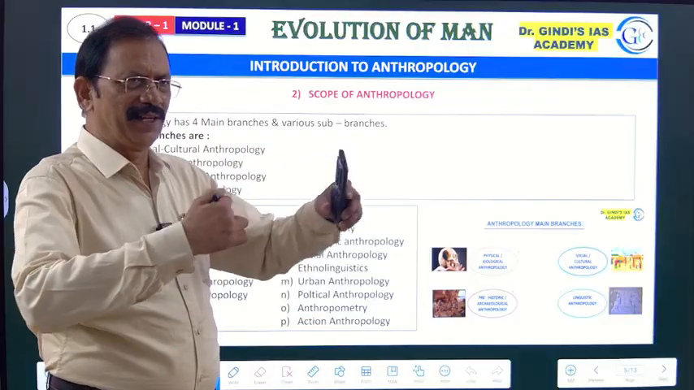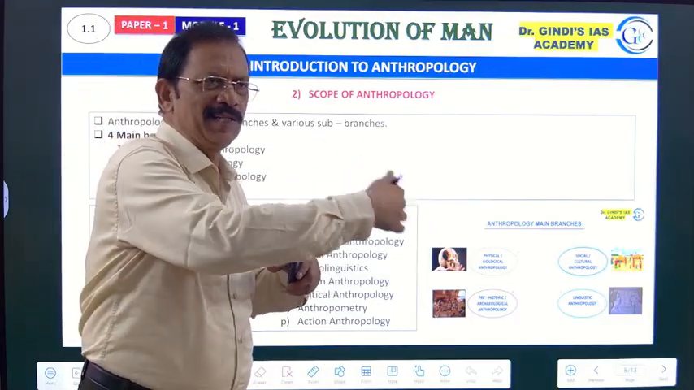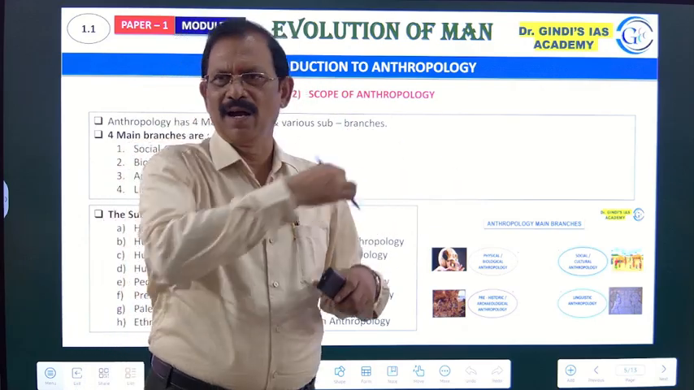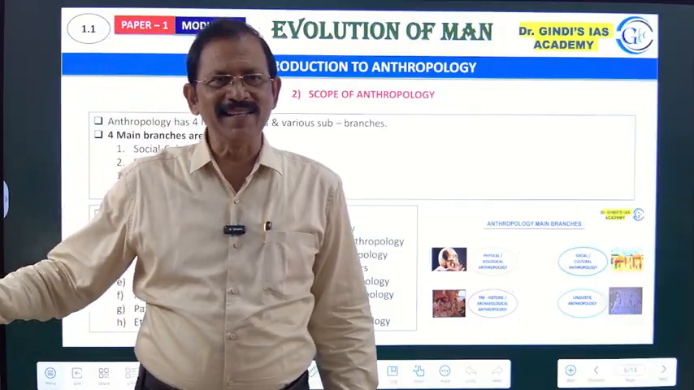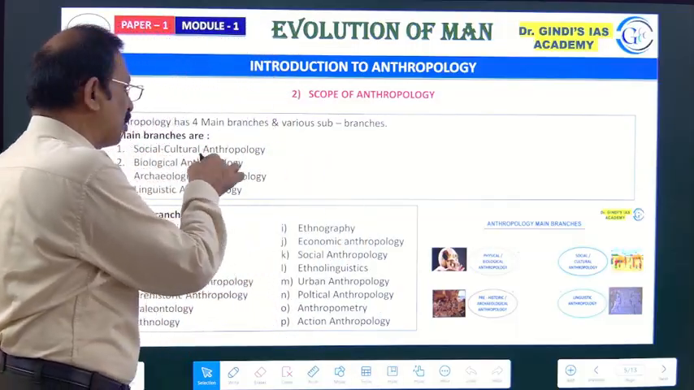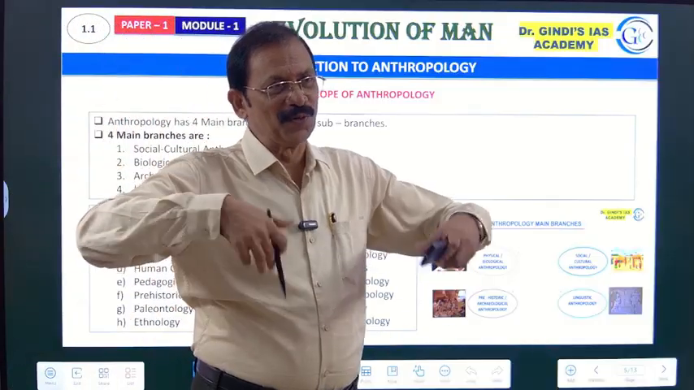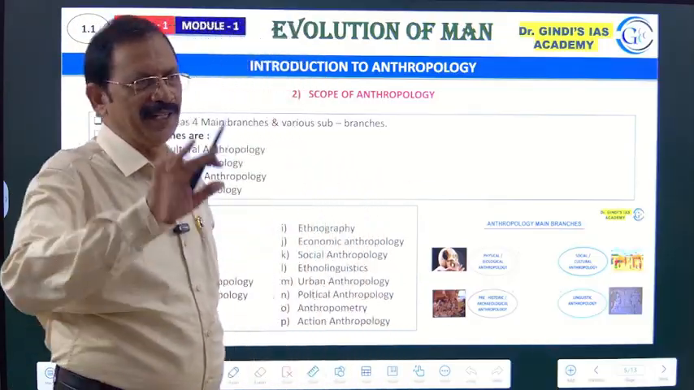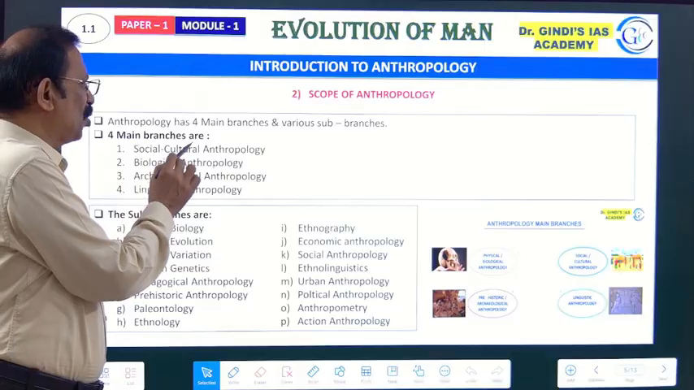So here there is some mixture of 1.1 and 1.3. 1.1 is the meaning, scope and development of anthropology. 1.3 is the main branches of anthropology. Here we are going to discuss the main branches of anthropology, meaning 1.3. Of course, in detail we will discuss it under 1.3. So what are the main branches?